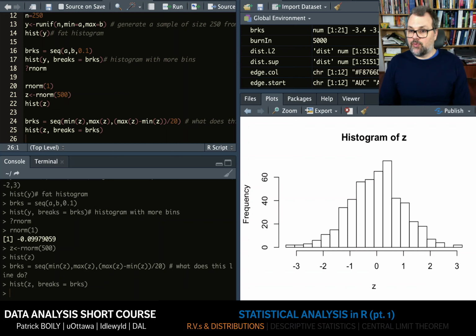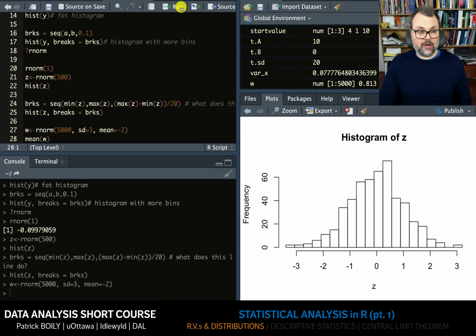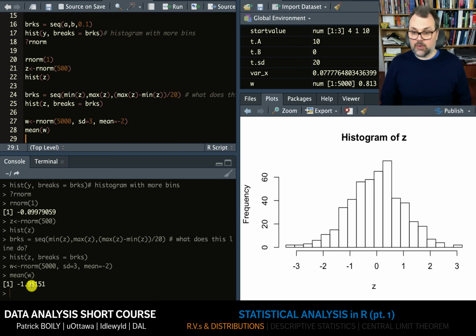If you want a distribution which has a different mean and different standard deviation, you specify what you want. Here I'm going to pick 5,000 observations from a normal distribution with mean -2 and standard deviation 3. We'll look at the histogram later, but to start with, if we compute the mean of our normally distributed samples, we should be getting something close to -2. Sure enough, I get -1.98.